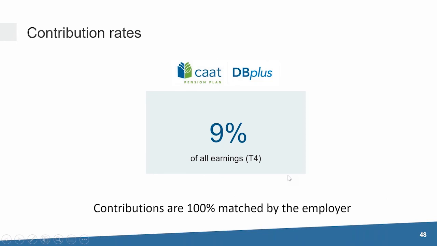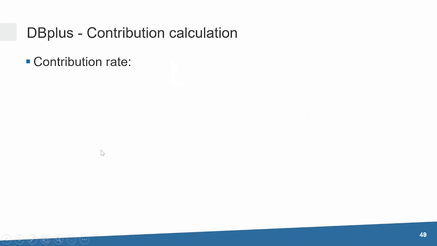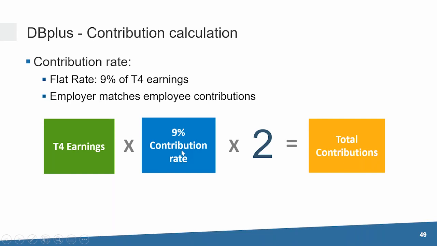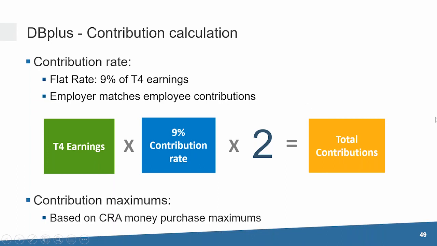Here we have the contribution rate for DBplus. For 2020, there are no changes. The contribution calculation formula for DBplus is simple. T4 earnings times 9% and matching employer contributions at the same rate of 9% up to the CRA maximum. It is important to ensure members are correctly set up under the correct plan design to account for the different contribution rates.